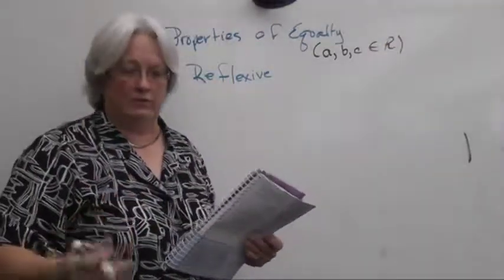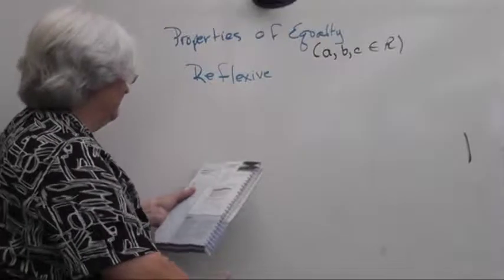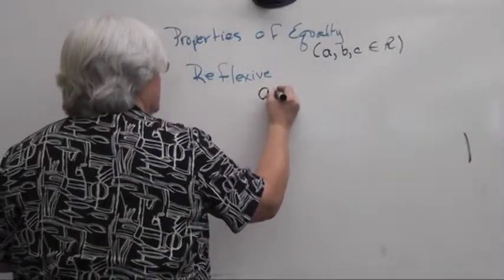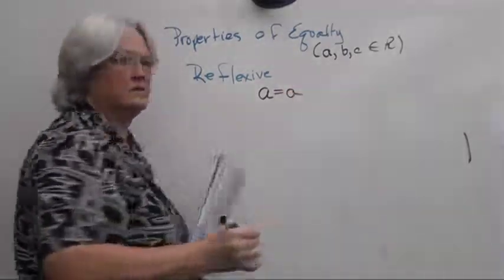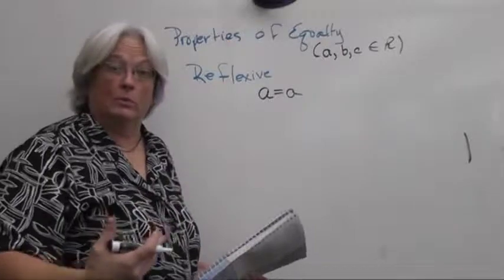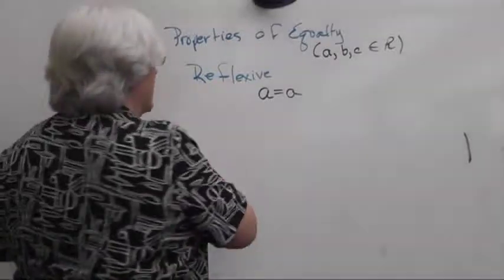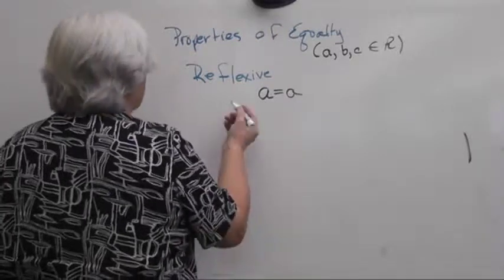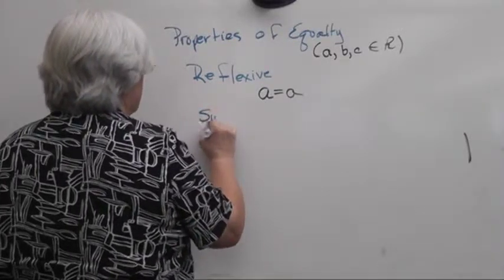So first we have the reflexive property, which tells us that A is equal to A. You would think that everybody would know 4 is equal to 4, 2 is equal to 2, x squared is equal to x squared, but we have to define that anyway. We have the symmetric property.